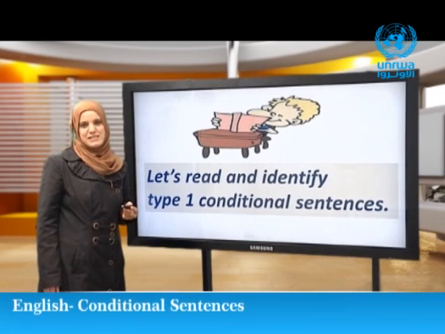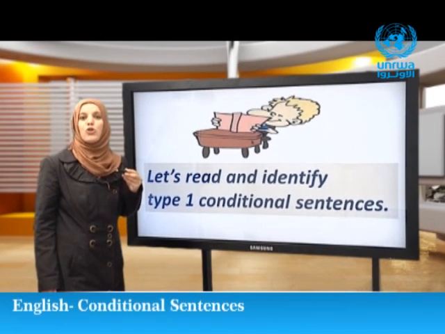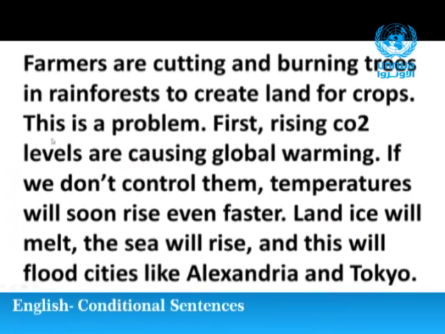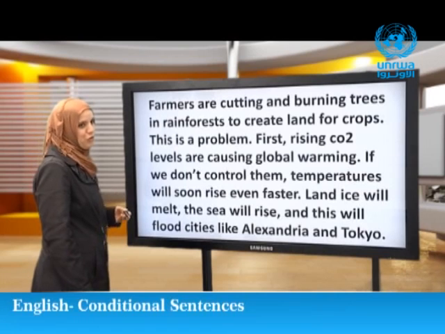Now, it's time to practice. We are going to read a paragraph and we are going to try to find conditional sentences type 1. Let's start. Farmers are cutting and burning trees in rainforests to create land for crops. This is a problem. First, rising CO2 levels are causing global warming. If we don't control them, temperatures will soon rise even faster. Land ice will melt, the sea will rise, and this will flood cities like Alexandria and Tokyo.